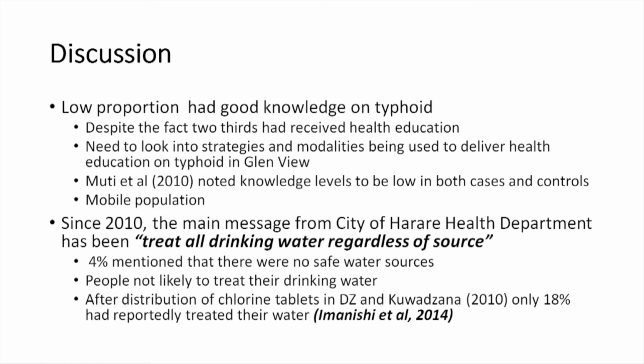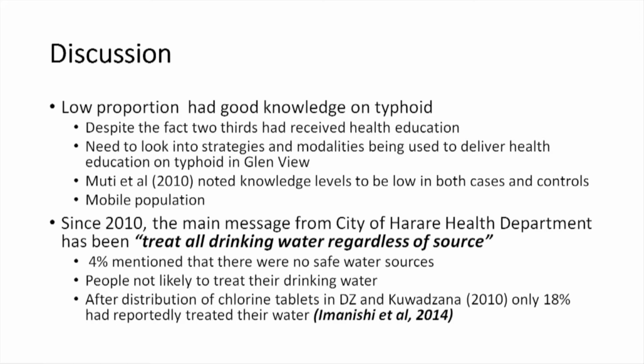Then we thought, because they had outbreaks for a long time, and also because at each outbreak we go and give information. Glenview, by the way, is also the area that had the big typhoid outbreak in 2008 and 2009, but there was generally a low level of knowledge on typhoid. So we're thinking that we need to have strategies and modalities to deliver this health information.